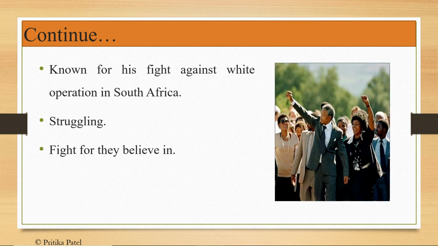Here, one example of South Africa is given. We know about the fight against white oppression in South Africa, right? They went through so many struggles in South Africa to fight against white oppression, and fought for what they believed in. They believed that they would get success in their work.